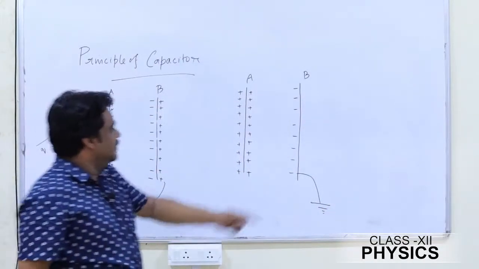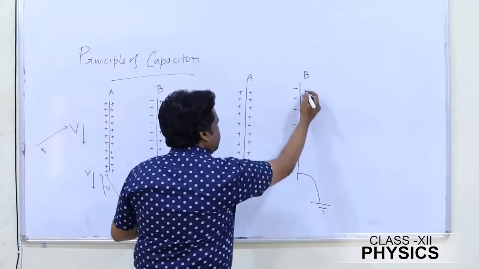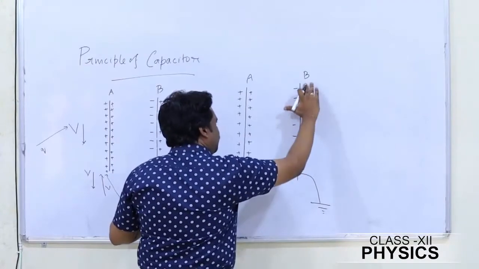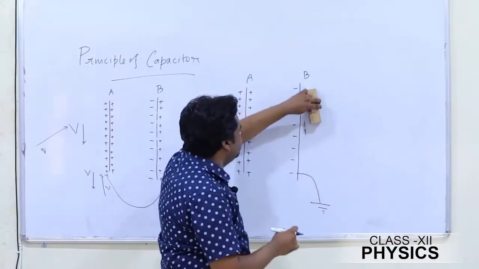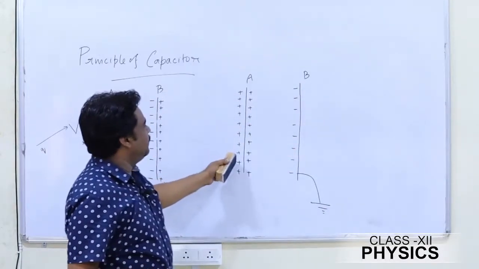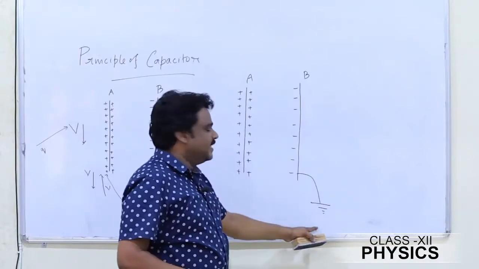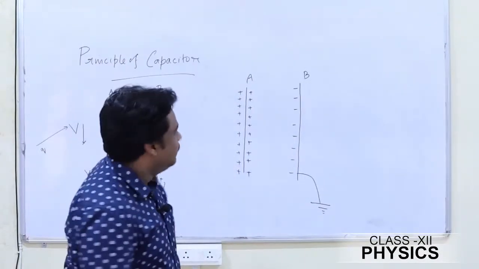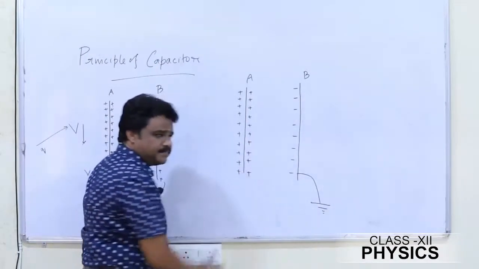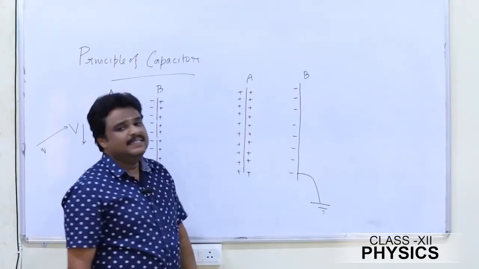Once it is earth connected, what happens? You know, this is positive. All the positive charges flow into the earth. Why? Because they are repelled by the positively charged plate A, so all the positive charges flow into the earth. But what happens to the negative charge? Negative charge stays in its position because it is attracted by the plate A.